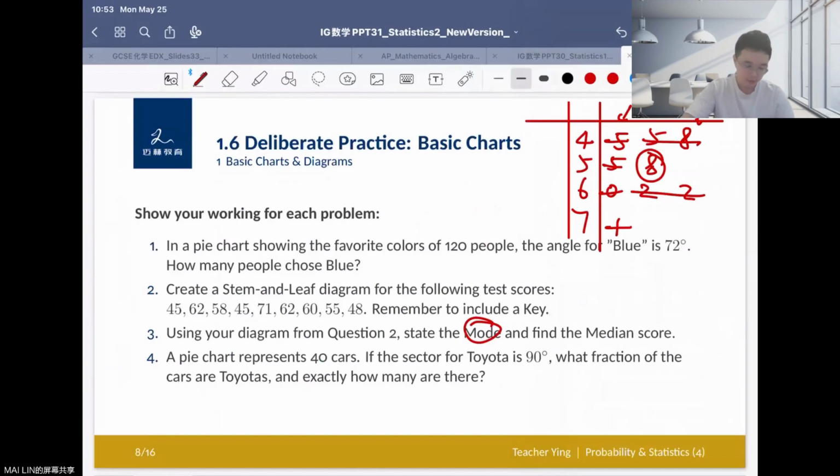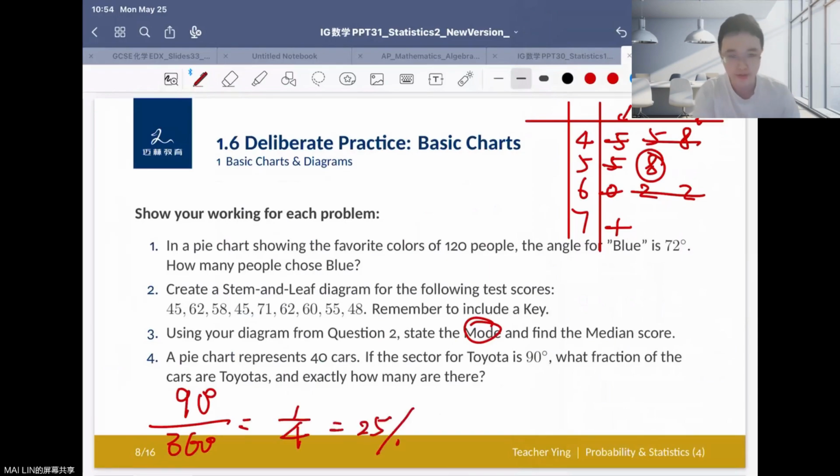Okay. So for the last problem, a pie chart represents 40 cars, and the sector for Toyota is 90 degrees, and what is the fraction of the cars that are Toyota? So we can say using the sector 90 degrees over 360 degrees equals 1 over 4, or 25%. We can say 25%, or 1 over 4, of the cars are Toyotas. And the exact number is the total number of cars times the fraction, 1 over 4, right? So it equals 10 cars right here, okay? So the answer for the last problem is 10 cars and the percentage is 25%, okay?